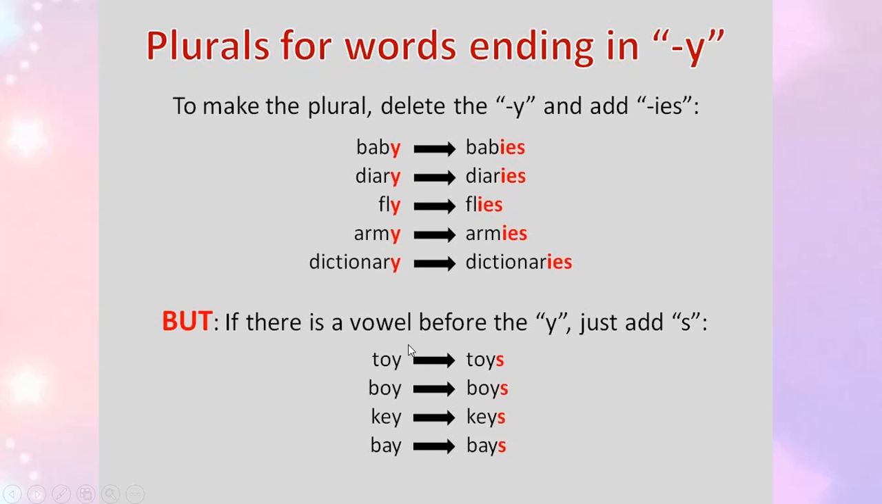But when we find a powerful vowel, you remember the 5 powerful vowels? A, E, I, O, U. When we find one of these powerful vowels, can we touch the Y? Can we change it? Can we remove it? Of course not, because the powerful vowel will protect its friend, Y. So when you find these two together, a vowel with Y, you keep the Y as it is and you simply add S to make a plural noun. Like in these examples. Toy becomes toys, boy becomes boys, key becomes keys, and bay becomes bays.